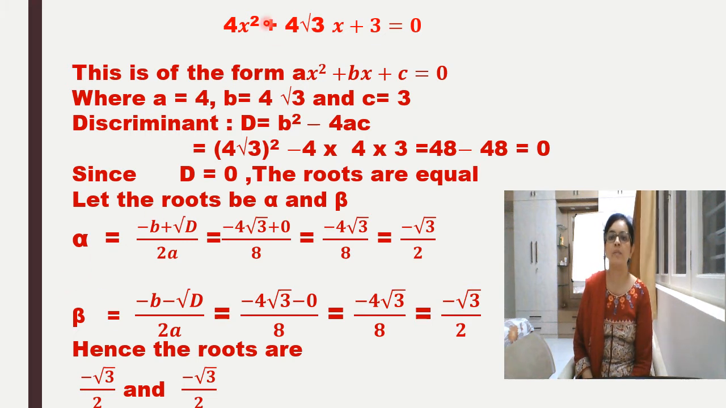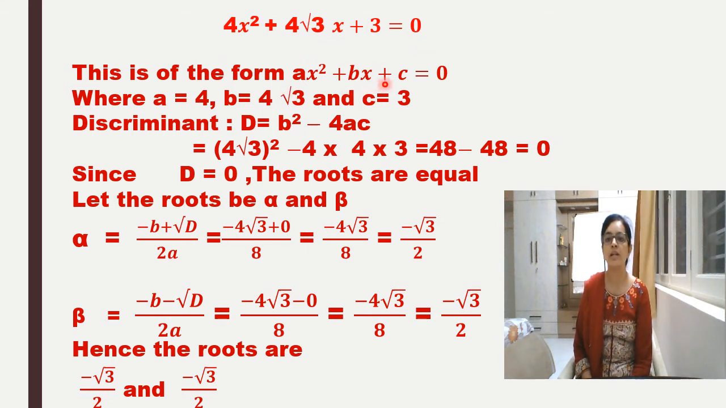So here is the next sum. We are here with the quadratic equation 4x squared plus 4 root 3x plus 3 is equal to 0. Now this sum is different from the previous sum in that here the discriminant D is equal to 0, and in the previous sum the discriminant D was greater than 0. When the discriminant is greater than 0, you get two real roots. But when the discriminant is equal to 0, then the roots are equal. It means both the roots are the same. Let us see how it works.